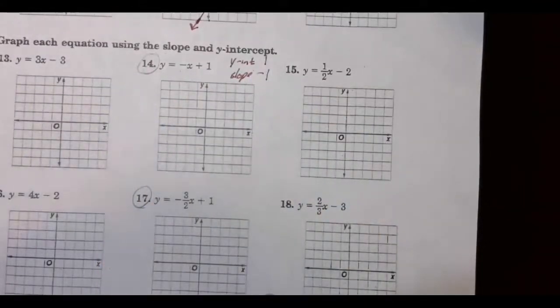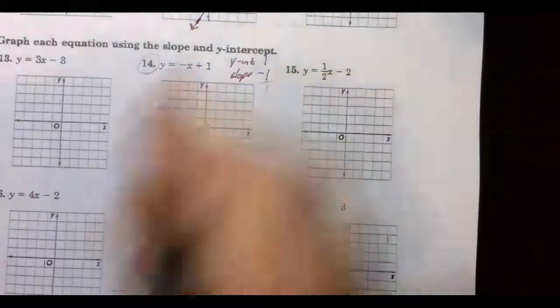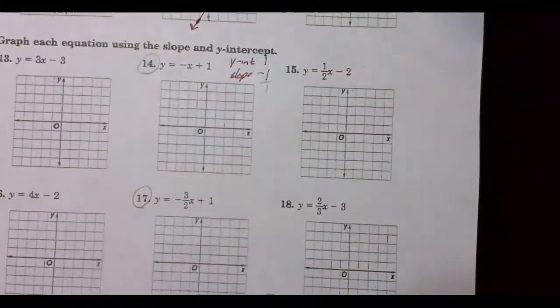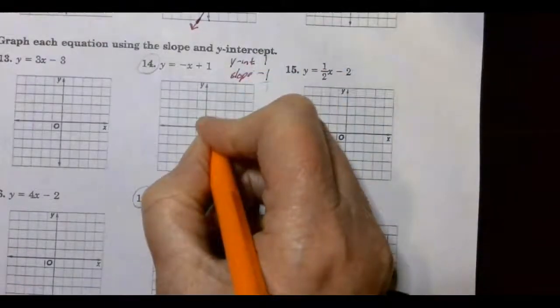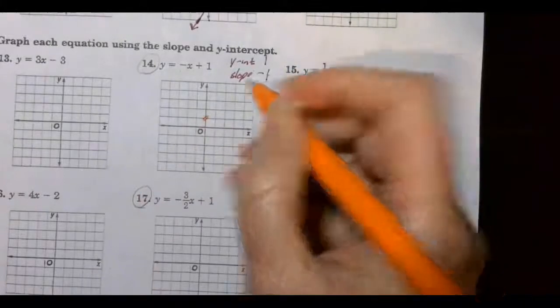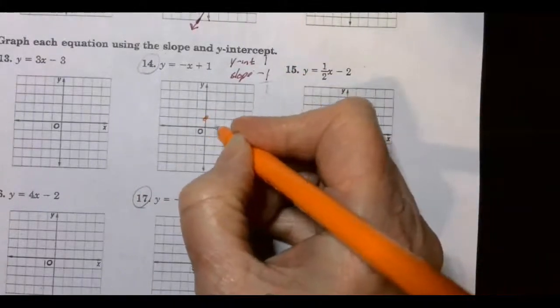Now, to make it easier on myself to graph, I'm going to write that as a fraction. So that's negative 1 over 1. Oh, wow, everything is 1. How boring is that? Oh, well, we can do boring. So now y-intercept is 1. My slope is negative 1 over 1, so I'm going to go down 1 and to the right.